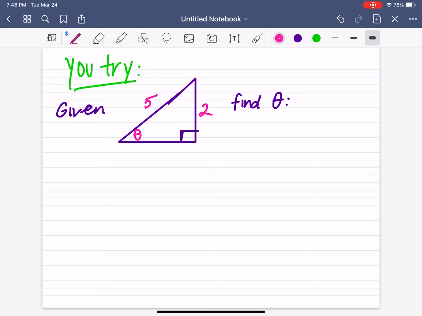So go ahead and try the following problem. So find theta. Once you've tried it, come back to the video and see if you got the answer correct.